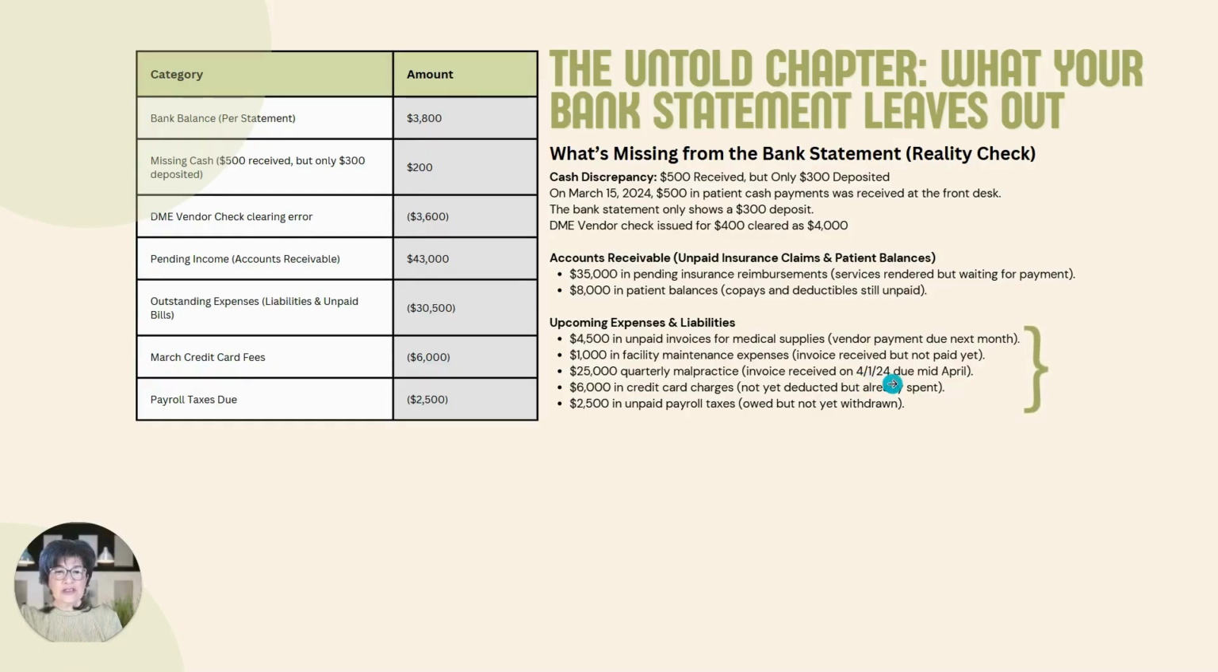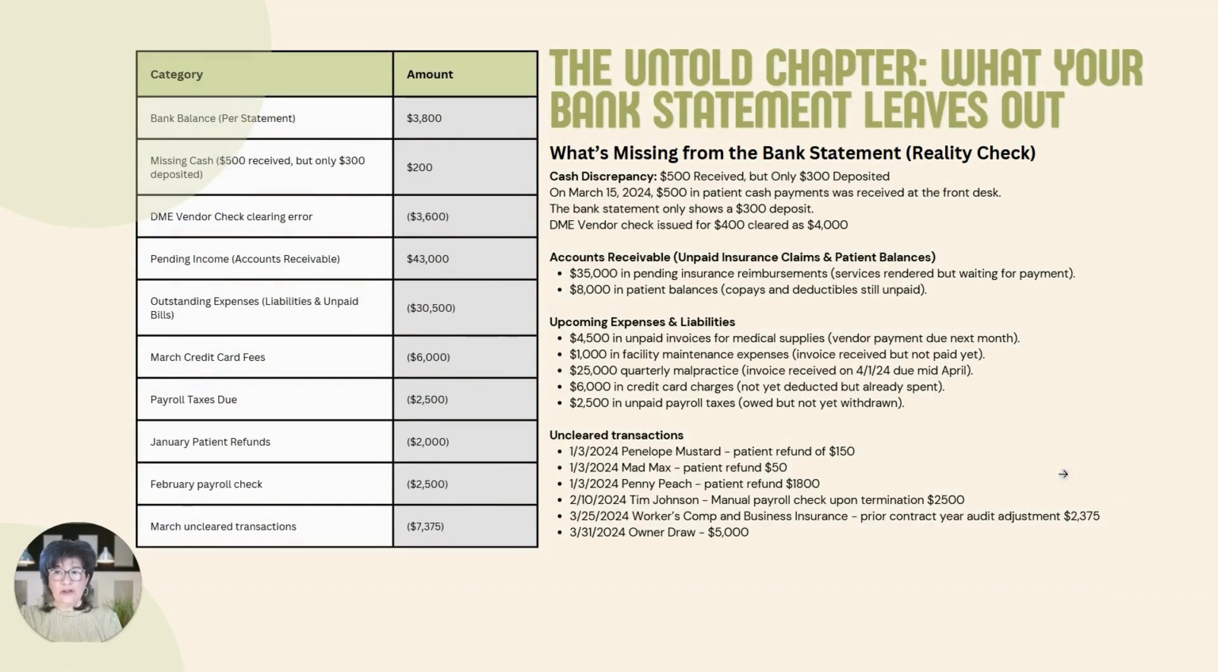But as you can see, this invoice for the malpractice was received on 4/1. It's due by mid-April, and that's not even being reflected here. You also have your credit card charges that have not hit the bank yet that you will have to pay. And you also have some unpaid payroll taxes from the last payroll in March that you still owe, but none of this is recorded here, so it doesn't reflect in that $3,800.